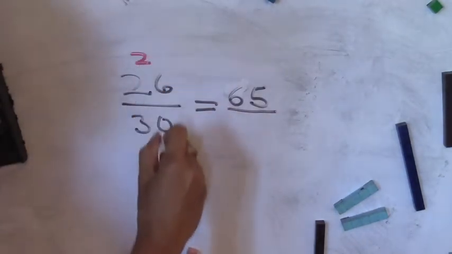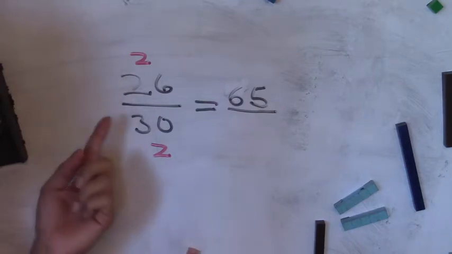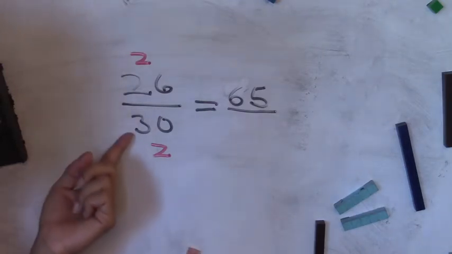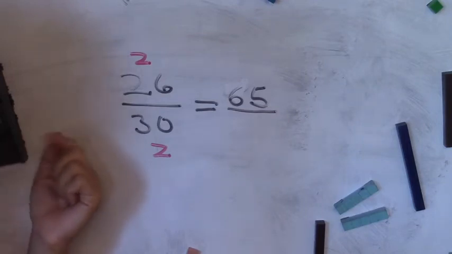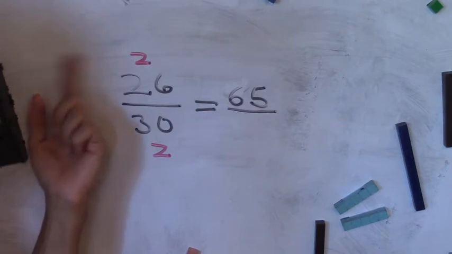Oh, 1, obviously. Well, 1, yeah, but then I just get back to 26 over 30, so we don't want to do 1. Would 3 go? 3 wouldn't go. Would 4 go? 4 wouldn't go, because 4 times nothing is 26, and 4 times nothing is 30. 5 won't go. 6 won't go. 7 won't go. 8 won't go. Let's just go with 2.